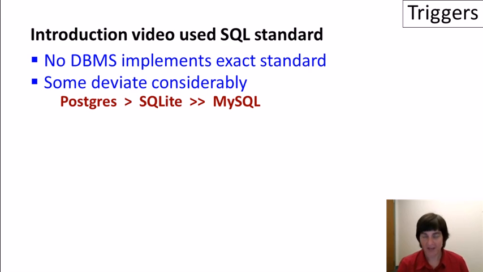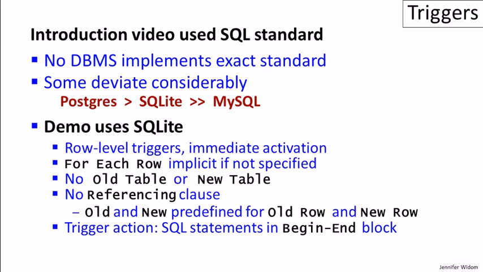SQLite follows Postgres and is also quite expressive. MySQL is considerably less expressive, mostly with some limitations it has in how triggers can interact. So again, we're using SQLite for our demo, and just a few of the differences from the standard. It has row-level triggers only, no statement-level triggers, and an immediate activation semantics. For each row can be specified in triggers, but if it's not there, it's still a row-level trigger.